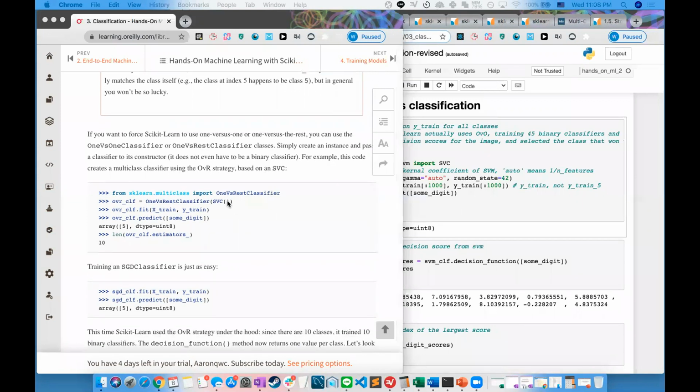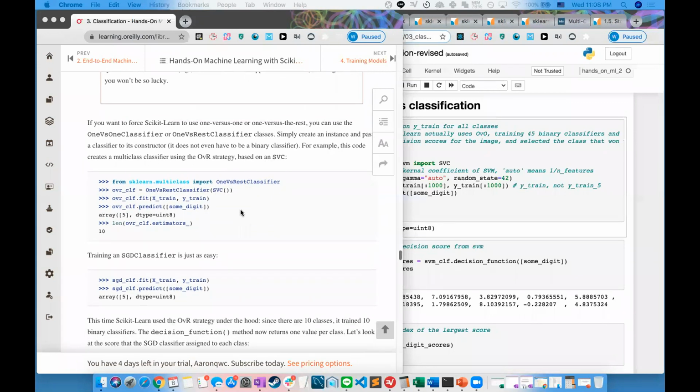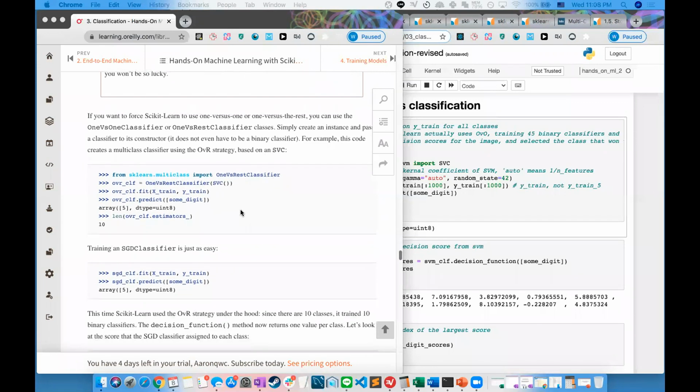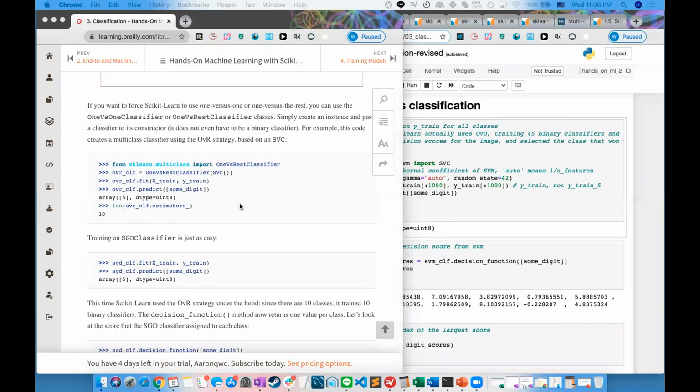So you can even feed this SVC class into this 1 versus rest classifier and kind of force it to do 1 versus rest. I didn't know we could do that. So this is pretty interesting to see.